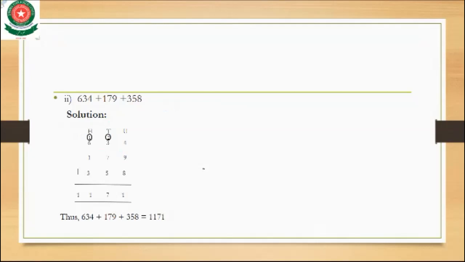The first number is 634, second is 179, and third is 358. You will add these three numbers. Okay class 6, same, we will write first unit, 10, 100. Next is 1000, 10,000, and so on.